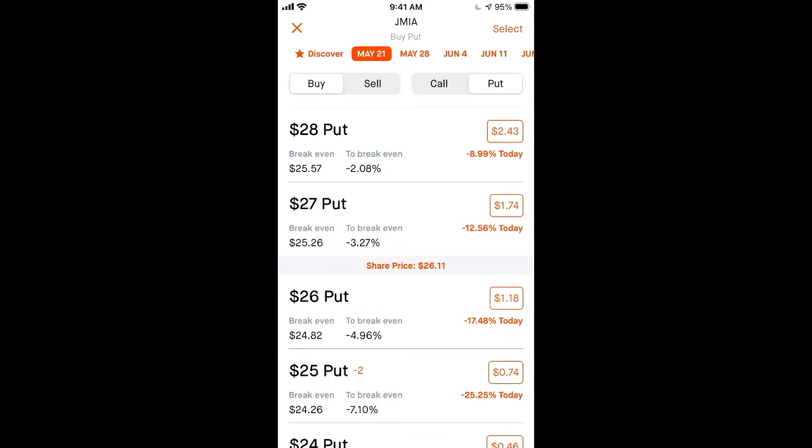And what option contracts are is pieces of shares that are bundled into one. Okay, so pieces of shares that are bundled into one is called an option contract. And with every single contract, there are 100 shares in every single contract. Both the buy and the sell have 100 shares.